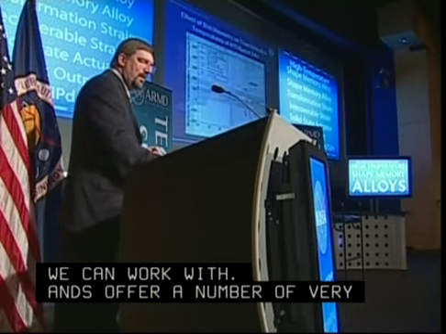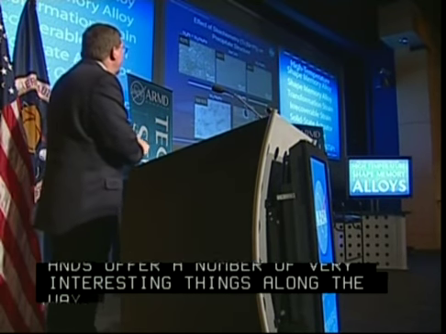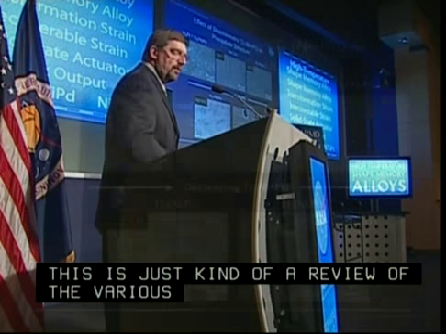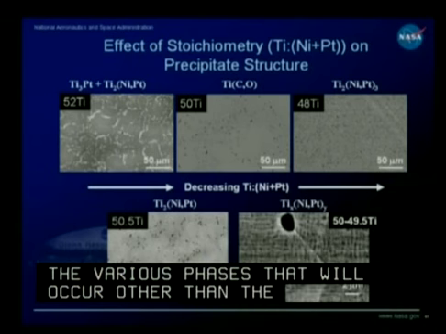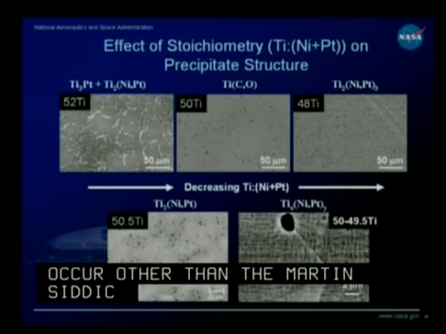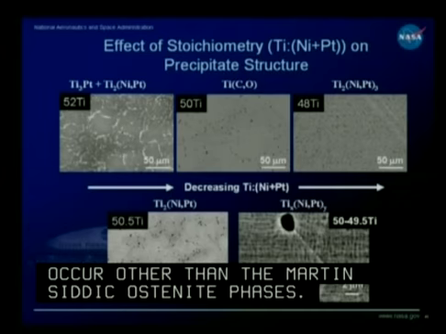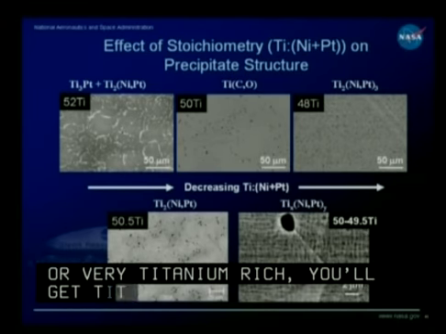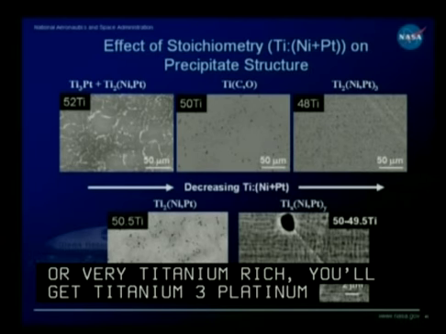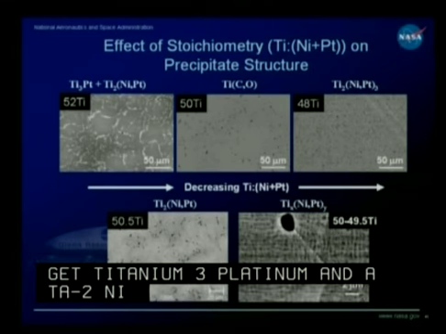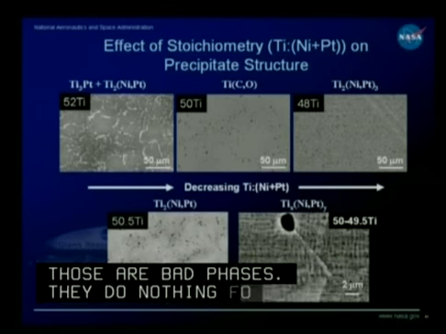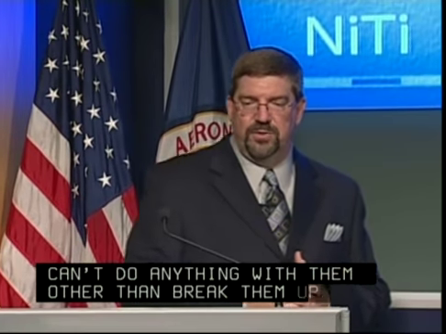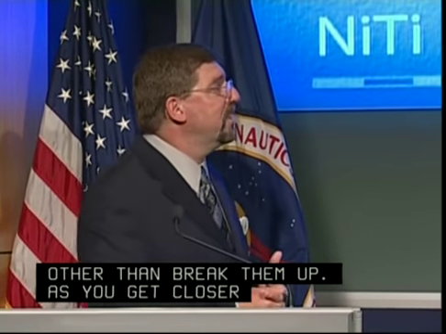If we could have the next slide. This is just kind of a review of the various phases that will occur other than the martensitic and austenite phases in the titanium nickel platinum system. If you start very titanium rich, you'll get Ti3Pt and basically a Ti2Ni phase. Those are bad phases. They do absolutely nothing for you. They form interdendritically during the melting process. You can't dissolve them. You can't do anything with them other than break them up. As you get closer to stoichiometry, you lose the Ti3Pt phase, but you still have Ti2Ni phase.